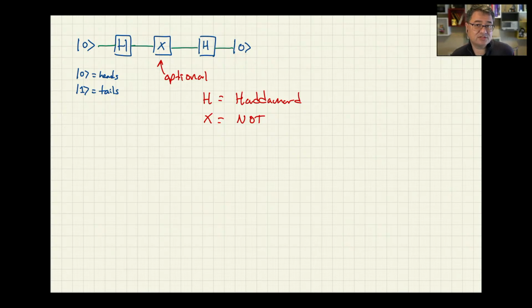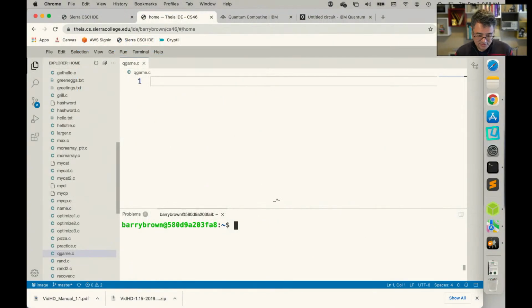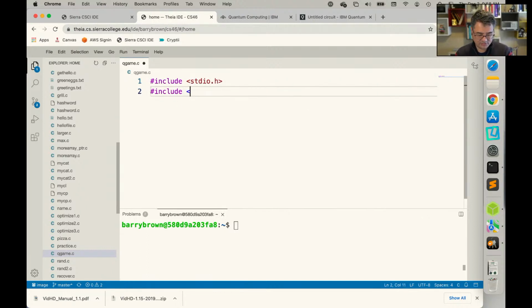So I thought we would start out writing a C program that simulates the game in a classical sense. Not using quantum, just regular coin flips. So we're going to play that game having the computer flip the coins. This is pretty easy to simulate.